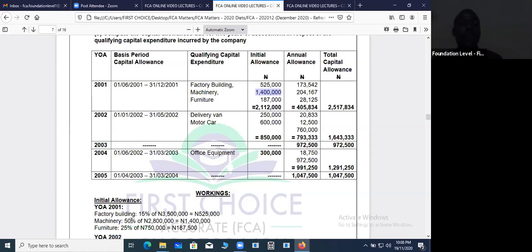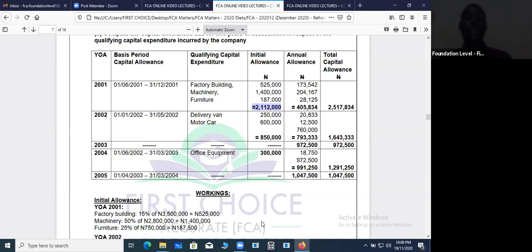Then we go to furniture. It's 25% of the cost, 187,500. That's what we did. Added them up, and they gave us this. Okay, so this is our initial allowance considering the three assets together.